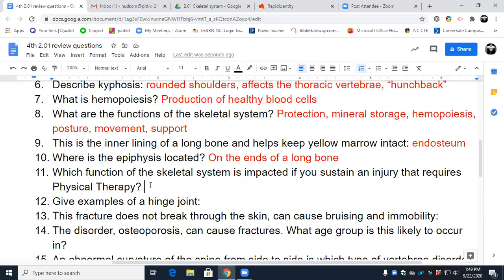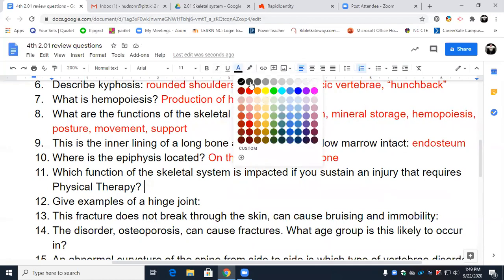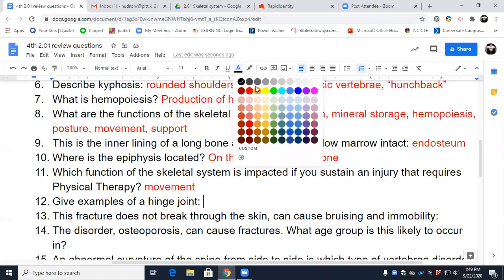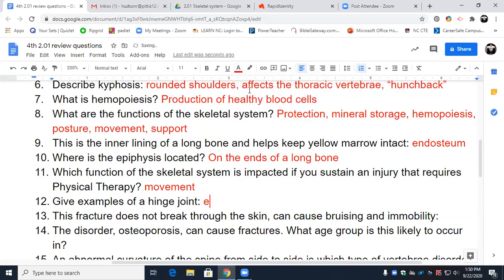injury that requires physical therapy? That's the main term, physical therapy. So out of protection, mineral storage, hemopoiesis, posture, movement, support, which one do you think? Movement, correct. So that's the one that's going to be impacted. All right, examples of hinge joints would be the elbow. Hinge joints move in one direction, and the knee.